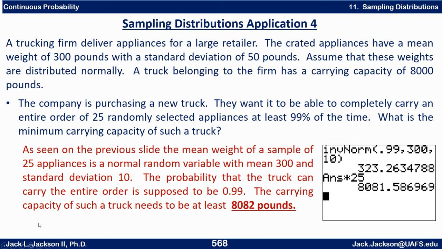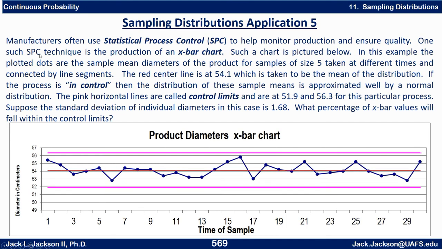Okay, let's look at another example here. Manufacturers often use several collection of techniques called statistical process control, or SPC for short, to help monitor production and ensure quality. One such SPC technique is the production of what's called an X-bar chart. Such a chart is pictured here below.